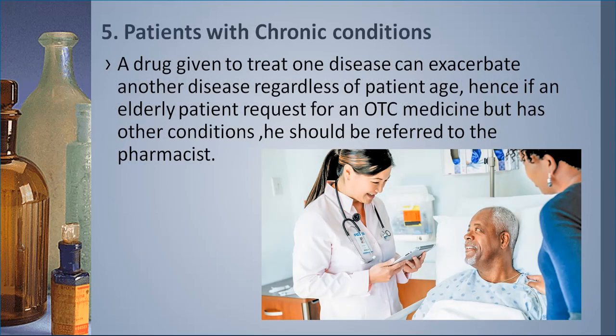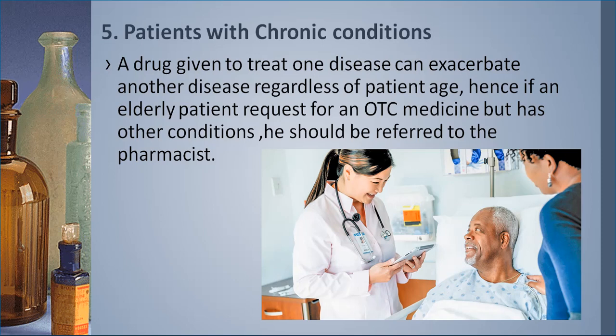Another group of people we should be careful when we are giving medicine to is patients with chronic conditions. These are patients that have diabetes, hypertension, sometimes cancer, and they treat this condition for the rest of their life. So a drug given to treat one disease can exacerbate another disease, regardless of the patient's age. Assuming somebody has asthma and also has hypertension, there are some antihypertensive drugs that can affect asthmatics. If they take it, it can trigger the asthma. So once we are giving the medicine, we should be careful.